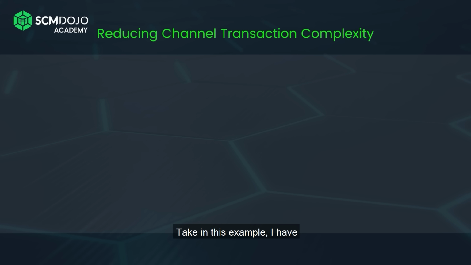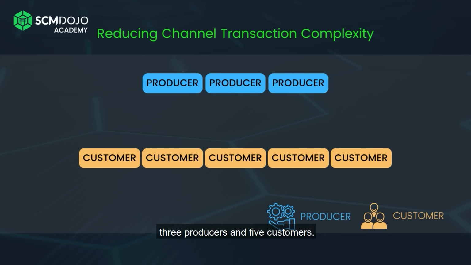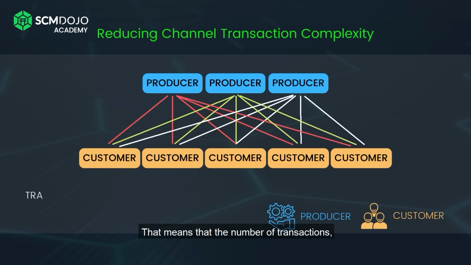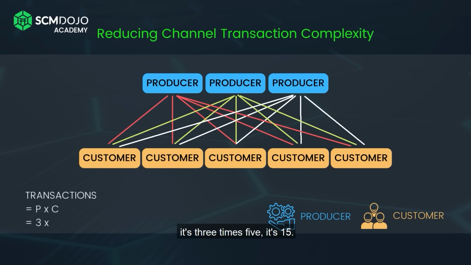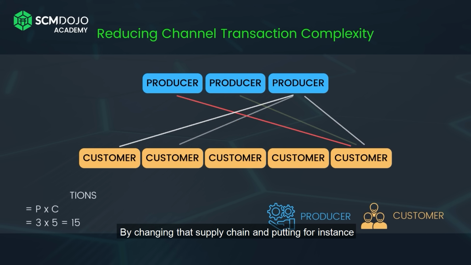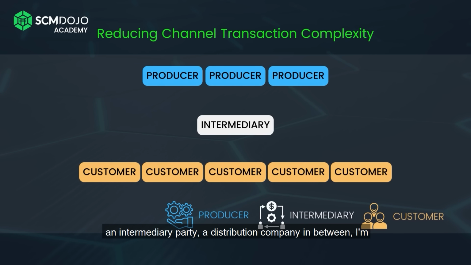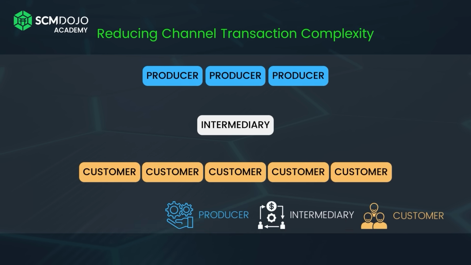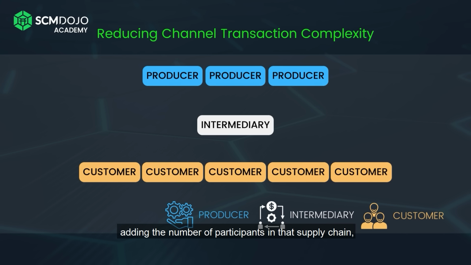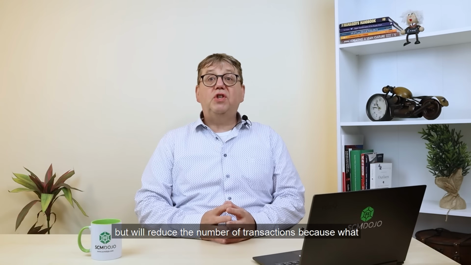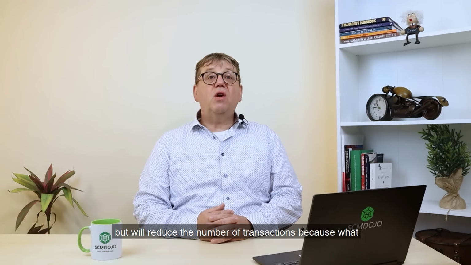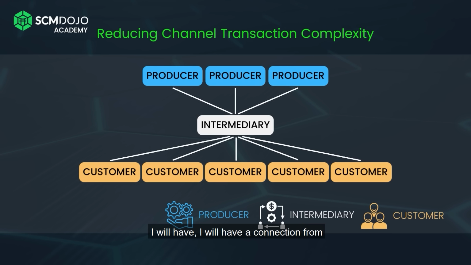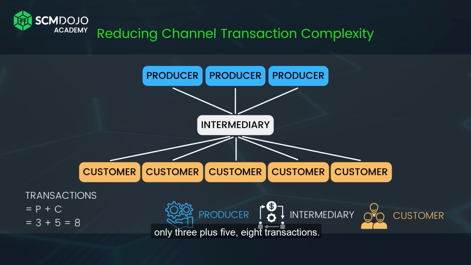Take this example: I have 3 producers and 5 customers. That means the number of transactions is 3 times 5, which is 15. By changing that supply chain and putting, for instance, an intermediary party, a distribution company, in between, I'm adding to the number of participants in that supply chain, but I will reduce the number of transactions. Because I will have a connection from producer to intermediary, and I will add to that the transactions to the customers. So in this case, it will be only 3 plus 5, 8 transactions.